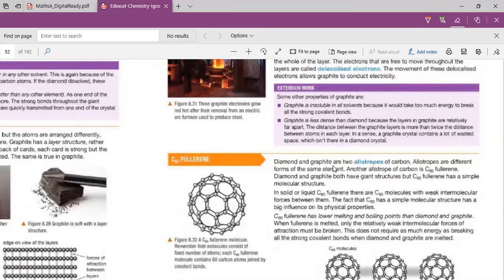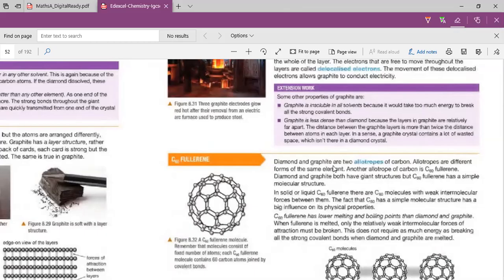But don't forget, it's the same element, but this same element exists in a different form. It's like a chameleon. You can find it in this form, or you can find it in another form. So in solid or liquid, C60, which is fluorine, there are C60 molecules with weak intermolecular forces between them. The fact that C60 has a simple molecular structure has a big influence on the physical properties.